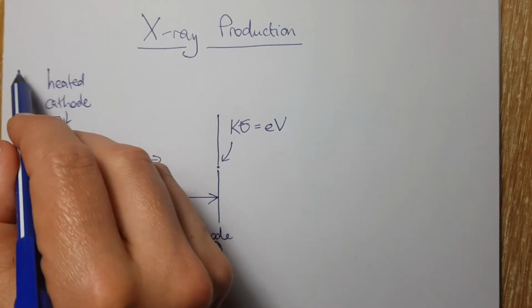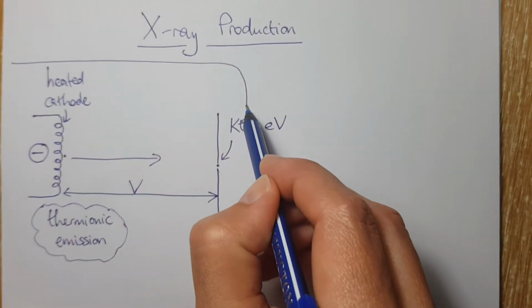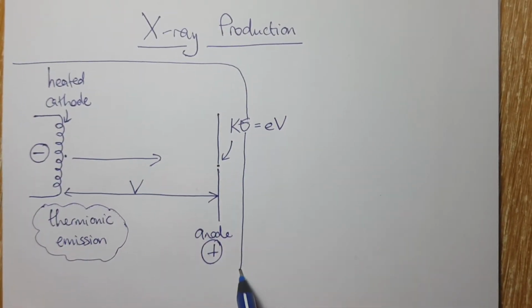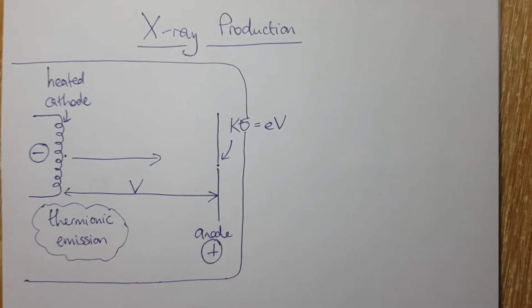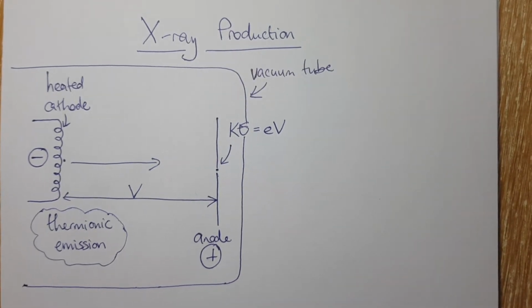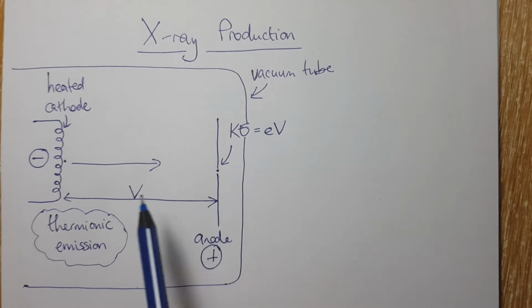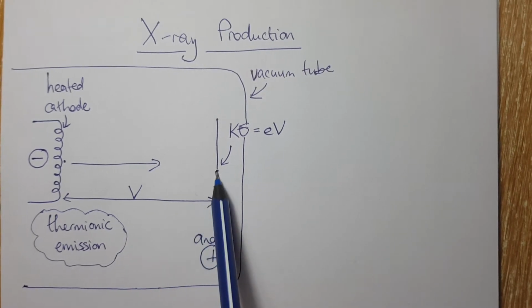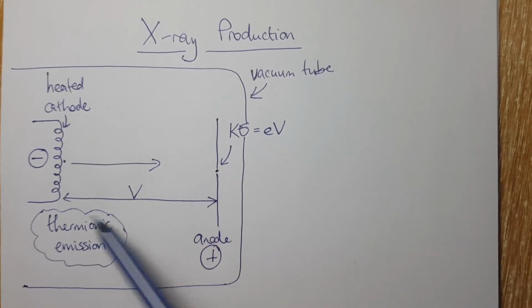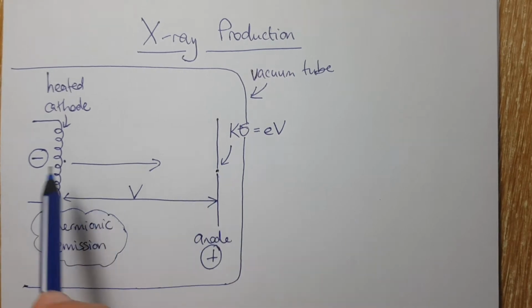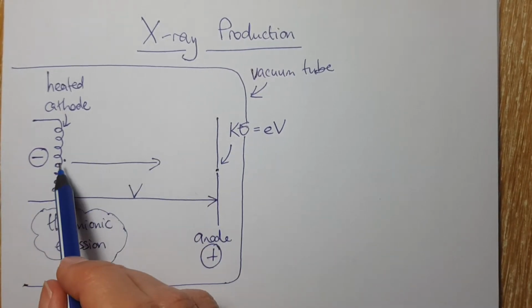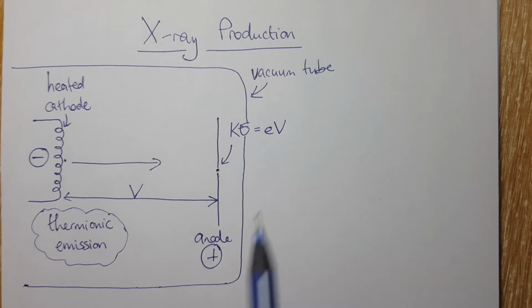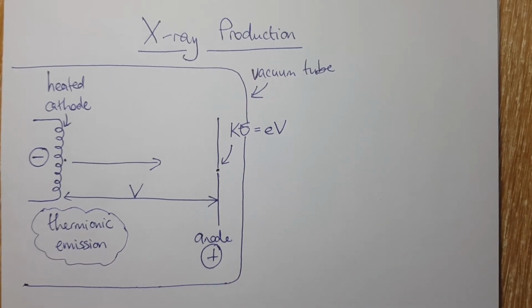All of this needs to be enclosed in a vacuum tube because air atoms, molecules, are massive compared to our little electrons. So if you've got any air in there, our electrons are going to hit it and not make it from here to there. So you need a vacuum inside the tube.